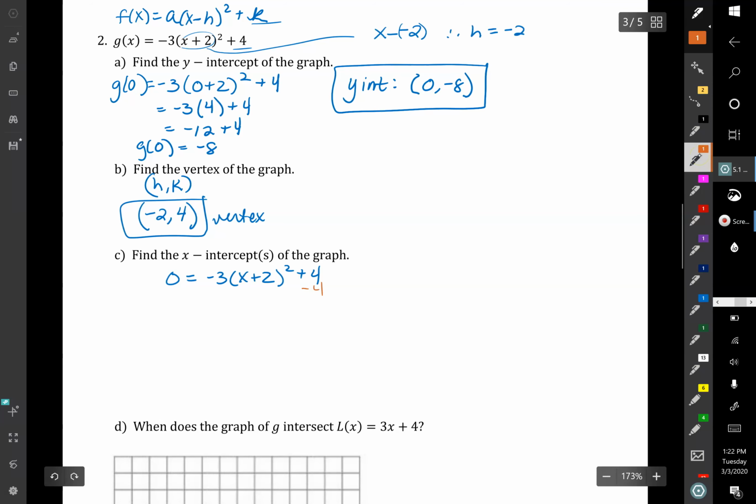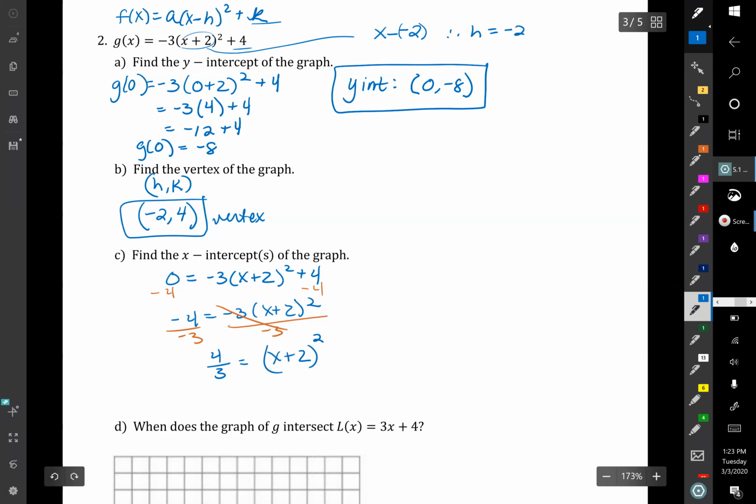Okay, so I'm going to subtract 4 here. So we end up with -4 equals -3 times (x plus 2) squared. Divide both sides by -3. And then I end up with 4/3, which is good because I need to take the square root here, equals (x plus 2) squared. And then I'm going to take the square root of both sides. Make sure you do plus or minus.